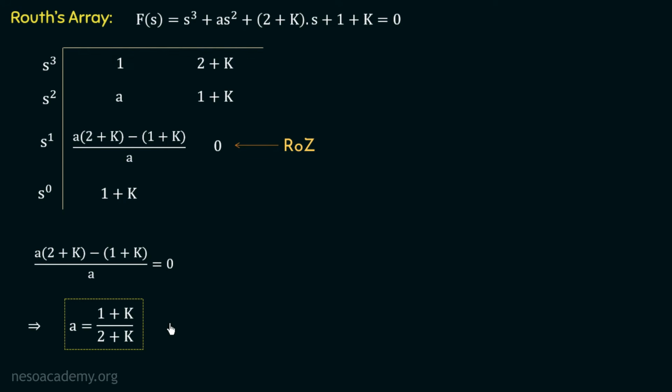But we need to find out the numerical values of a and k. So how will we do it? Yes, we need to form one more equation in a and k so that we can solve these two equations and find out the values of a and k. And we will use the frequency of oscillations given in the problem, which is equal to 2 radians per second. It is given that the system oscillates at a frequency of 2 radians per second.